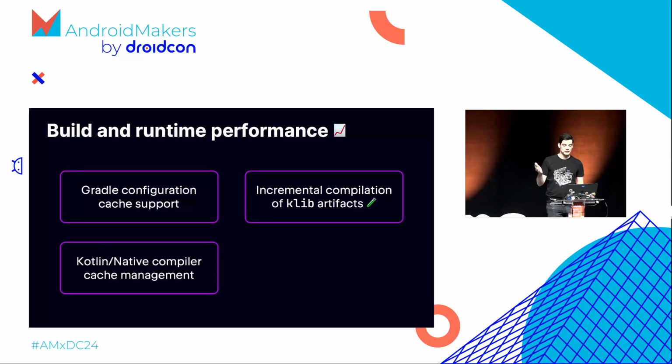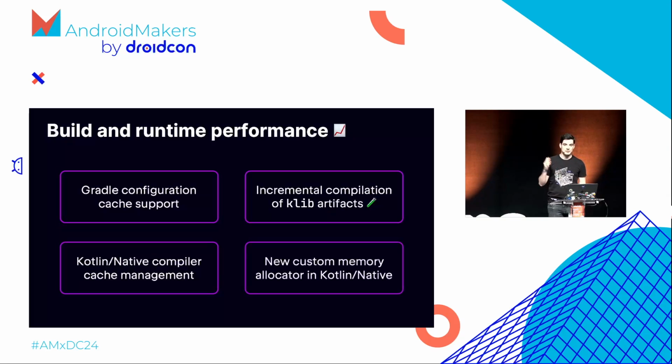We've also moved the memory management of the Kotlin native compiler into the compiler instead of having it implemented as part of the Gradle plugin, which gives us great opportunities to optimize things right within the compiler. And finally, to talk about runtime performance as well, we have a new custom memory allocator for Kotlin native, which can more efficiently manage memory for native targets by having different pages for different sizes of allocations, as well as different management strategies for these different page sizes.